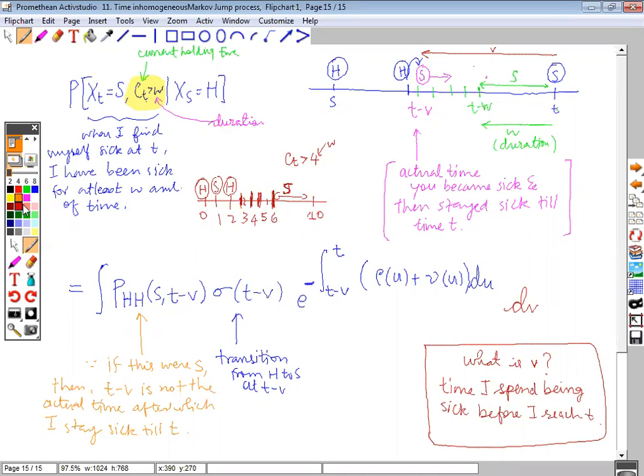Can you just repeat the part after you explained CT greater than 4? There was a power outage, so I reconnected. Okay, yeah.